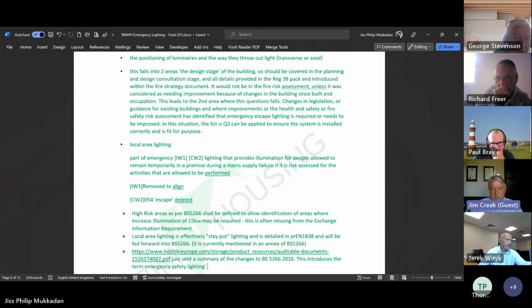All right. Again, I'm sorry to say it, but what's a high risk area? If we don't define it, then we may be saying, well, 15 lux is required right the way through the building.